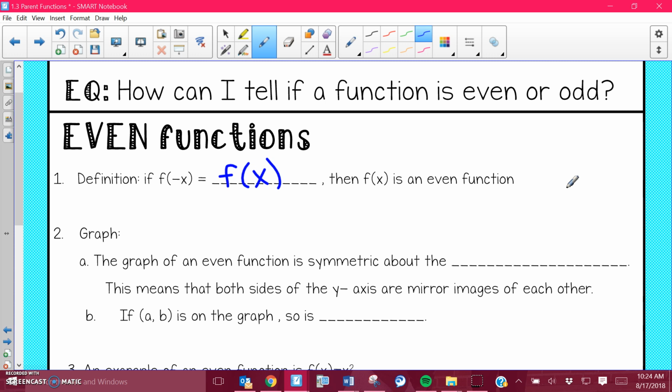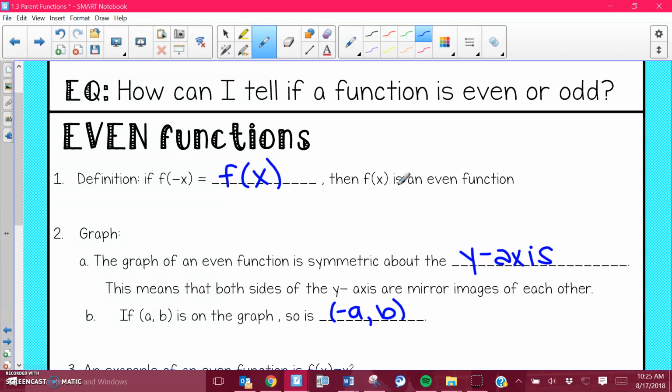Now looking at the graph, it becomes a lot more intuitive to figure out if something is even or odd. The graph of an even function is always going to be symmetric about the y-axis. If both sides of the y-axis are mirror images of one another, just like the letter capital A, that means that the function is going to be even. If you had the point (a, b) on the graph, the other point that's going to be on the graph is also (-a, b). And we're going to look at an example of that in a second.